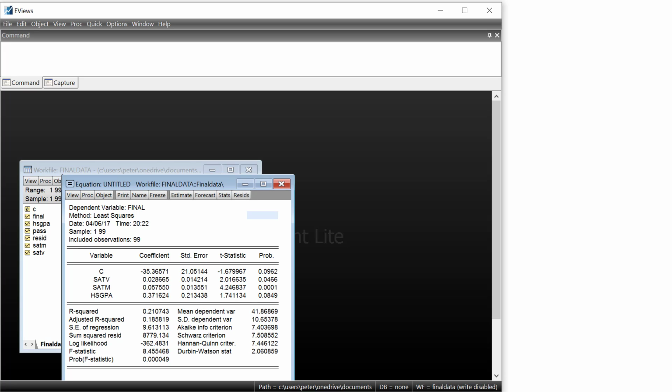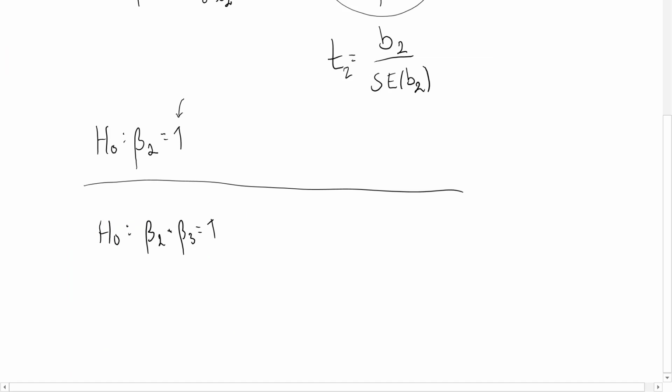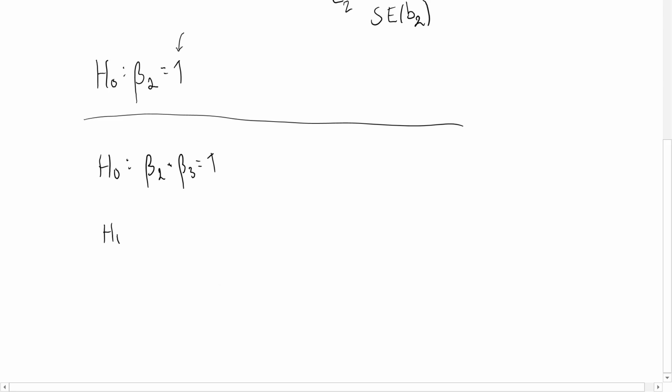One hypothesis you could test, for example, in this case, is if 1 point on the SAT verbal section has the same effect as 1 point on the math section. That is, we can test if beta 2 is equal to beta 3. So that would mean we want to test beta 2 equal to beta 3, which is of course the same thing as beta 2 minus beta 3 equal to 0.